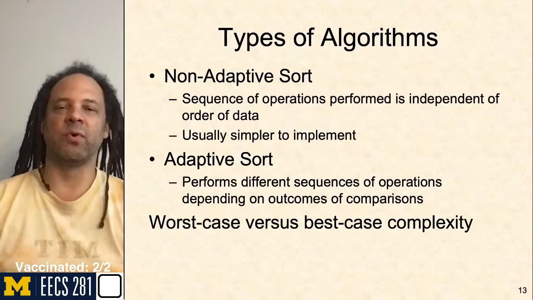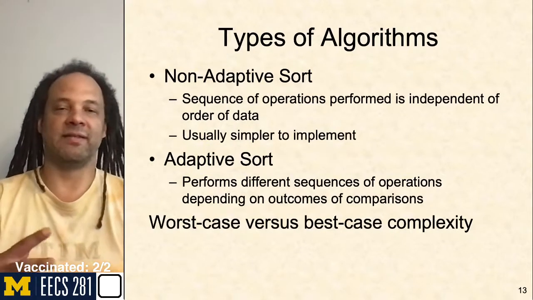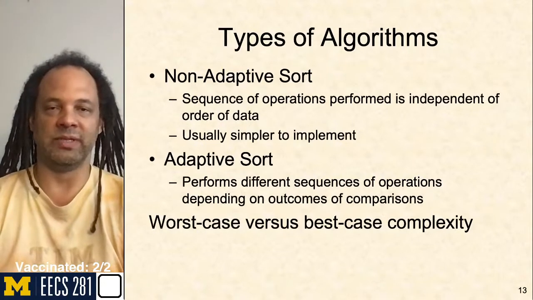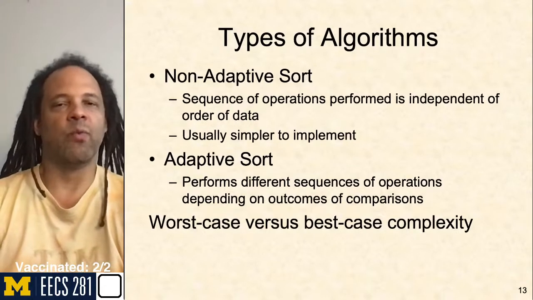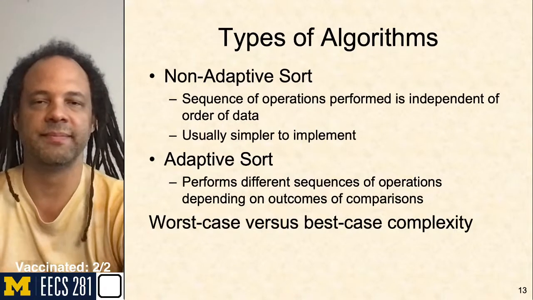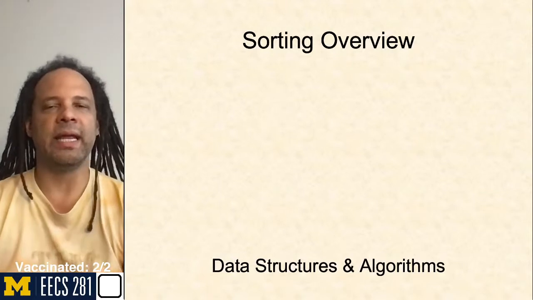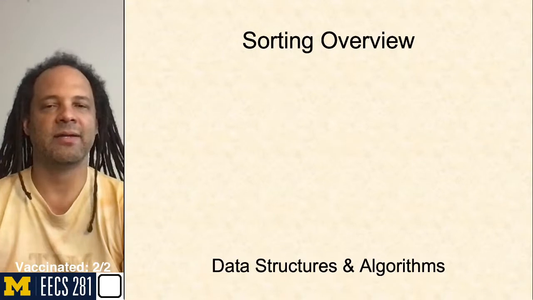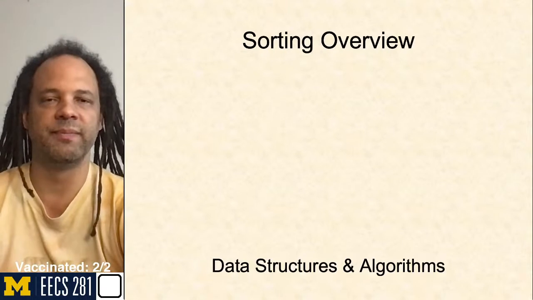So non-adaptive sorts are going to do the same amount of work. Adaptive sorts will find benefits and use them to your advantage. So we'll be looking at making the algorithms that we start with more adaptive whenever possible. And what we'll be comparing is our worst case versus our best case complexity. That's our overview on sorting. We'll get into how we implement a few different sorting algorithms next, and we'll be using the foundation that we laid out here in this overview.